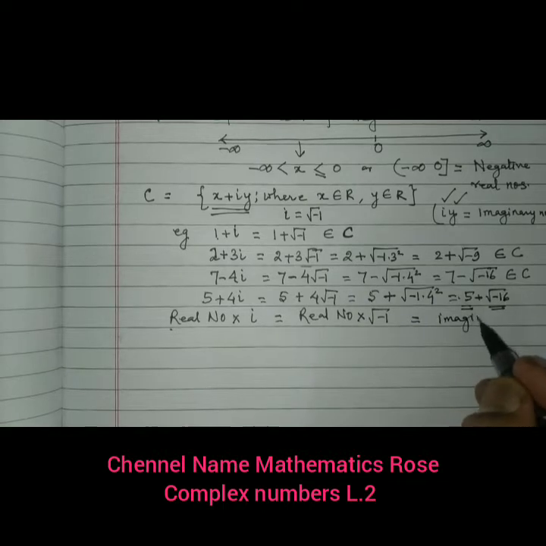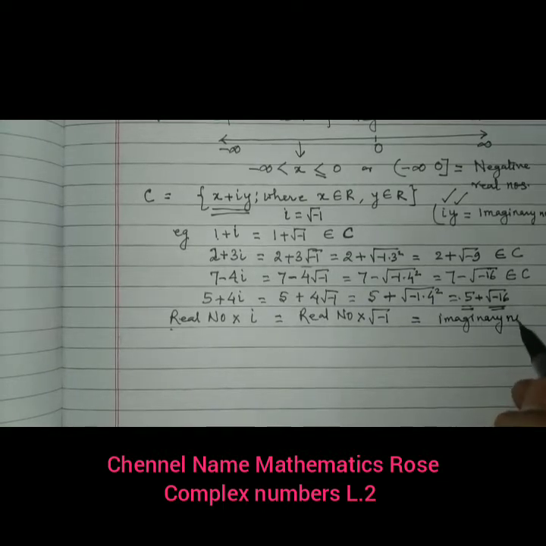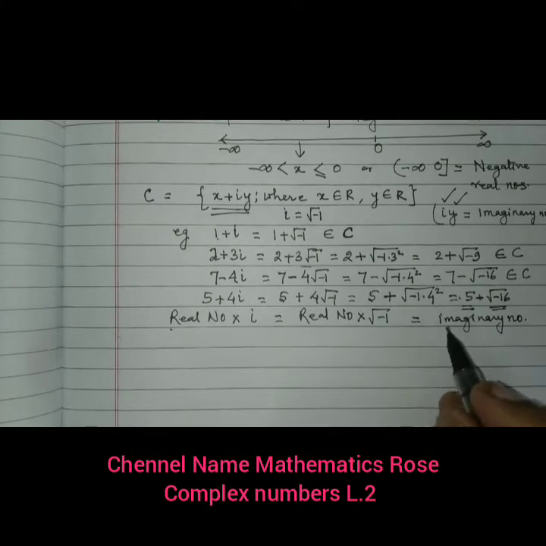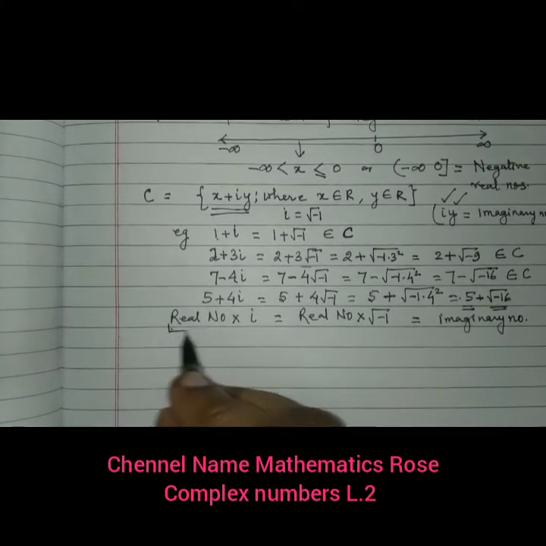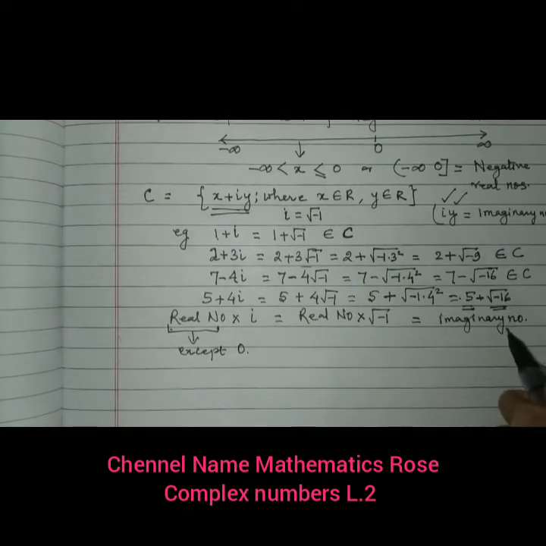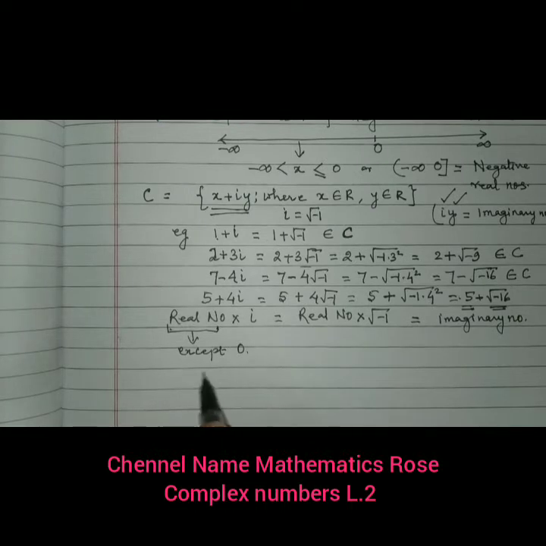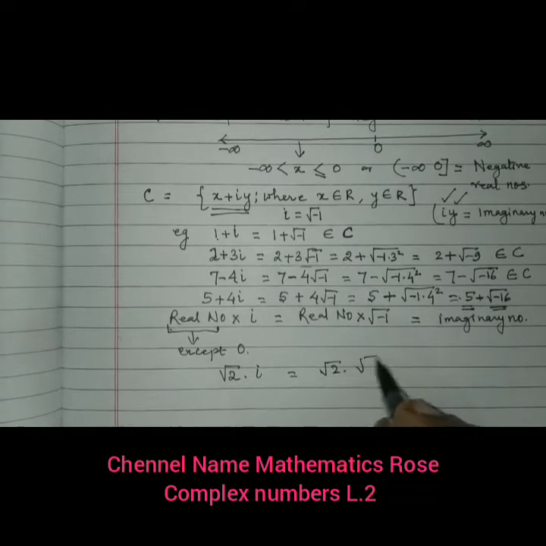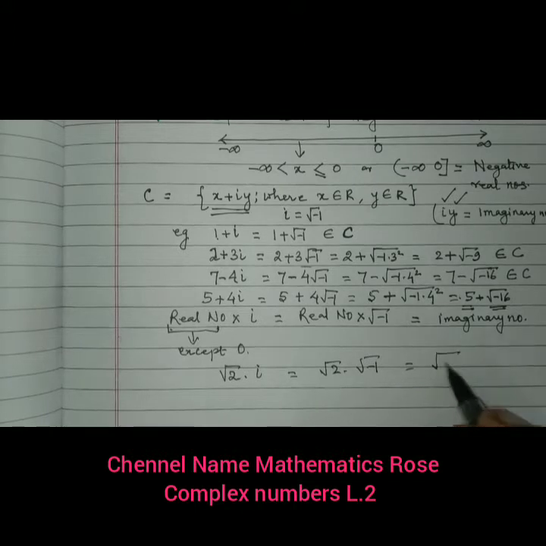Imaginary number means the square root of a negative number. Here the real number must be non-zero, because if you take 0, then it will become 0, a purely real number. So suppose I am just taking root 2 into i. Root 2 into i means root 2 into root under minus 1, so it is equal to root under minus 2.